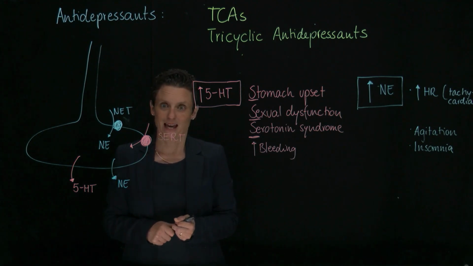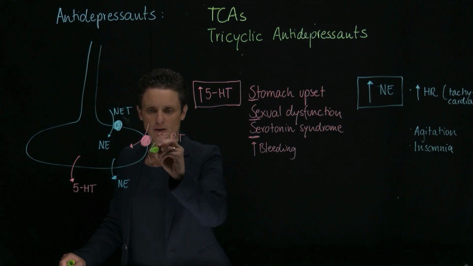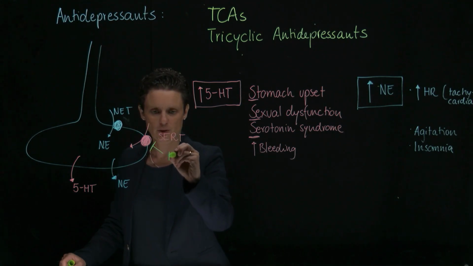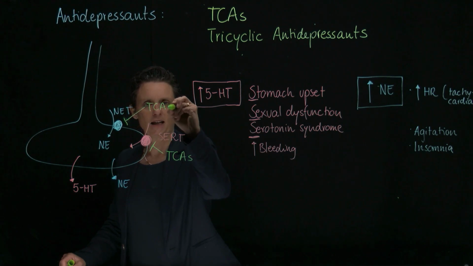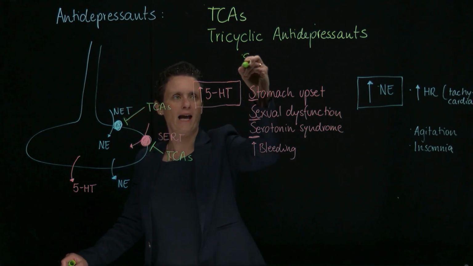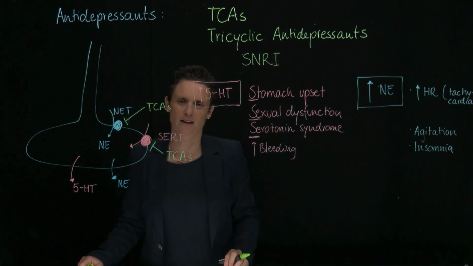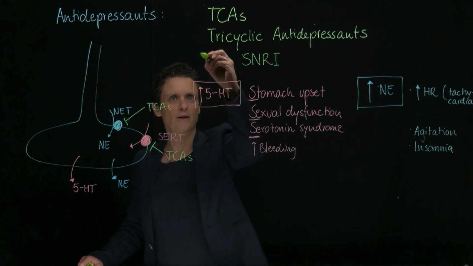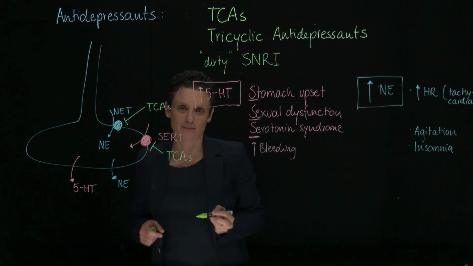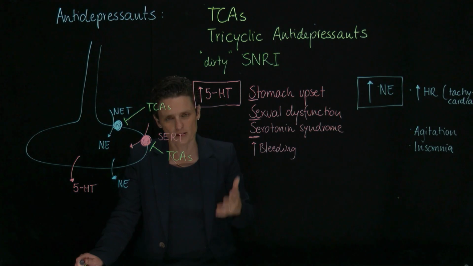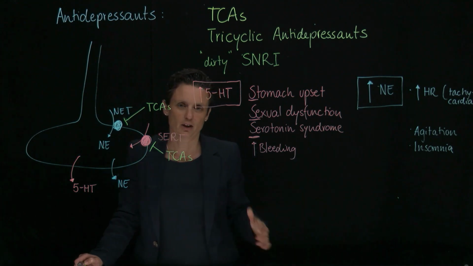Now, it turns out they act exactly the same as the SNRIs. They also block SERT, the serotonin reuptake, and the NET. So actually, they are SNRIs, but they're chemically different, and they also have different features. Some people call them dirty SNRIs, and that's actually a pretty good name, because what they really do is the same as the SNRIs, but they have off-target effects. They're not as clean drugs.